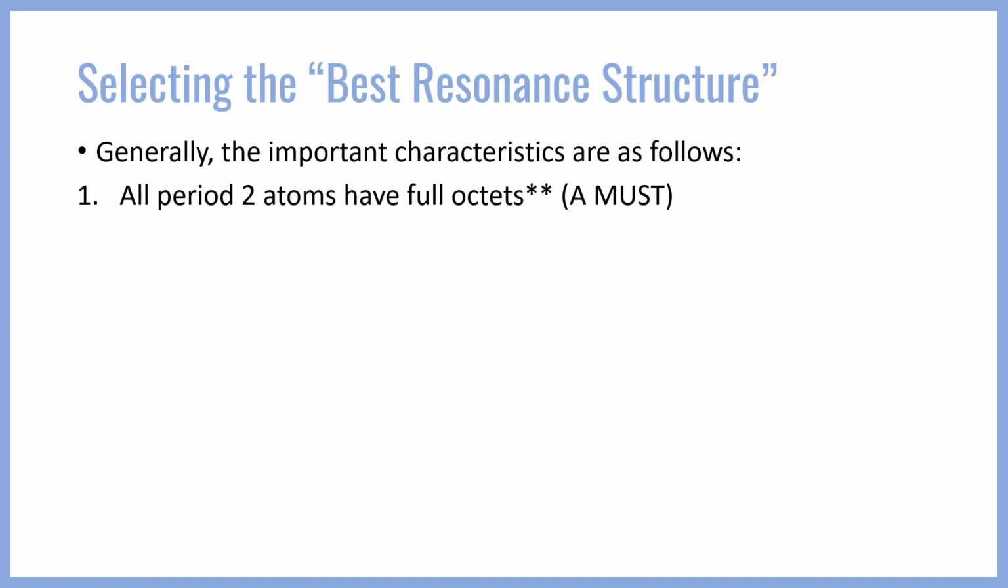Carbon, nitrogen, oxygen, and fluorine should never have less than a full octet. Any structures which do put less than 8 electrons around a C, N, O, or F are going to be very weakly contributing to the overall structure.